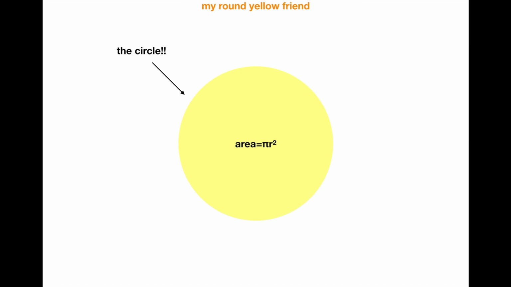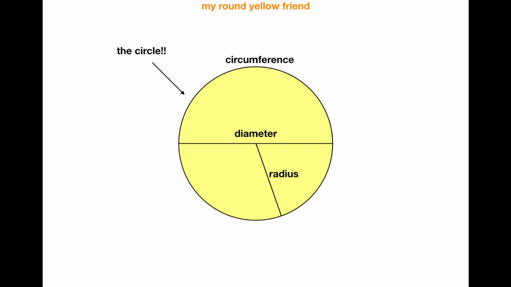Now, there are other things that are, oh no, the formula is falling apart. Dang, the formula just fell apart. There are other parts like the circumference, the diameter, and the radius. And there are other ones like the arc and the chord, but I'm not going to show you those.